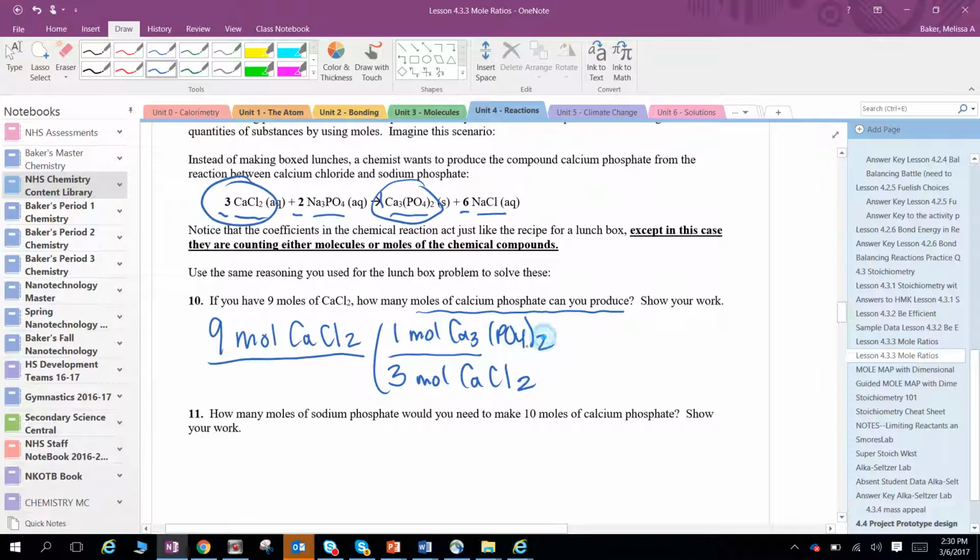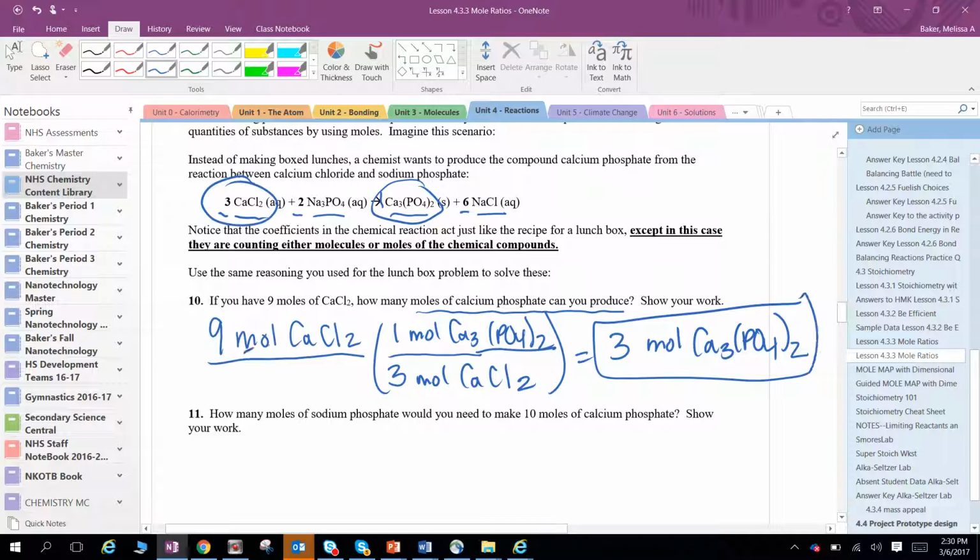You can see how important balancing reactions was now. So if I multiply across and divide by the bottom, I get my answer. 3 moles of calcium phosphate are produced from those 9 moles of the calcium chloride. My moles cancel out of calcium chloride.